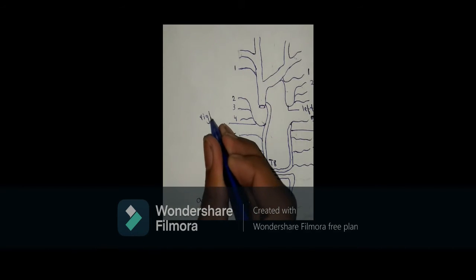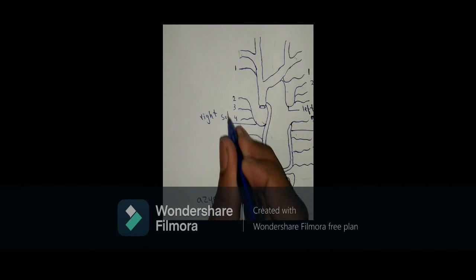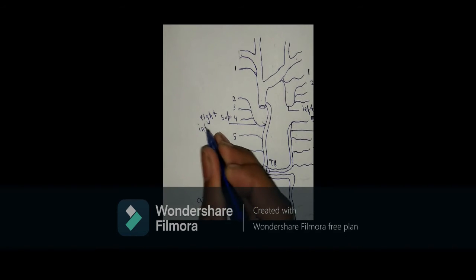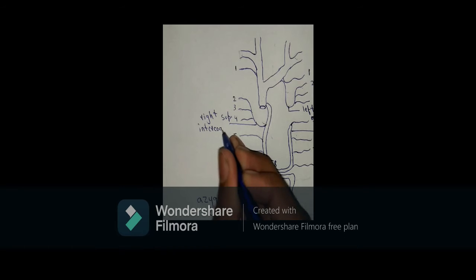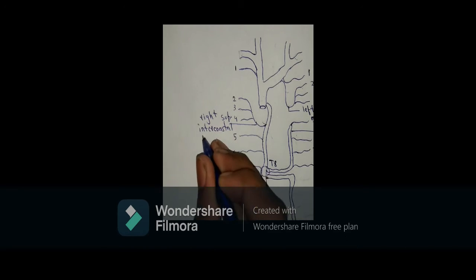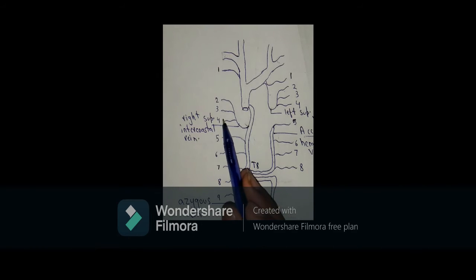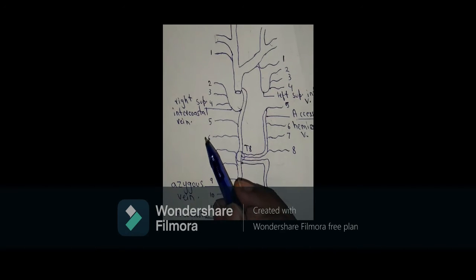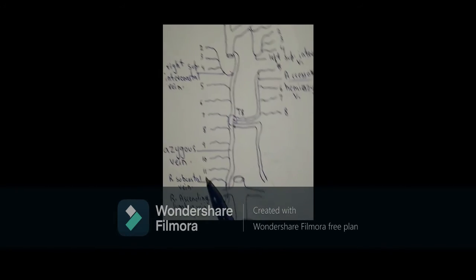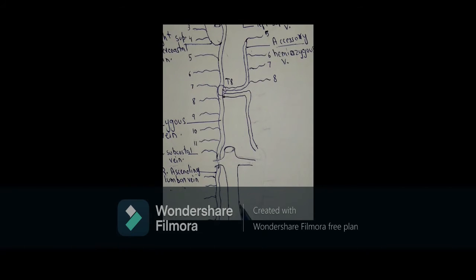this is the right superior intercostal vein, will give the second, third, and fourth branches of the right side of the posterior intercostal arteries. Okay, now let's go down and see the other branch arising from the T8th vertebra.